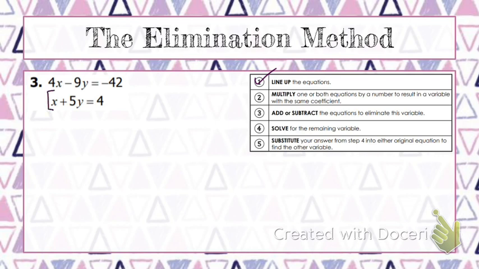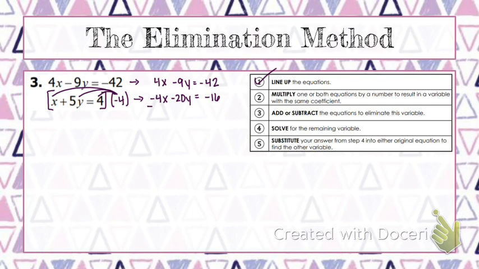So I'm going to multiply everything in this equation by negative 4. So this one will stay the same. I'm going to rewrite it just so we have everything lined up. We have 4x minus 9y equals negative 42. And this equation is going to become negative 4 times x, that's negative 4x. Negative 4 times 5y is negative 20y. And that's going to equal negative 4 times 4, which is negative 16.